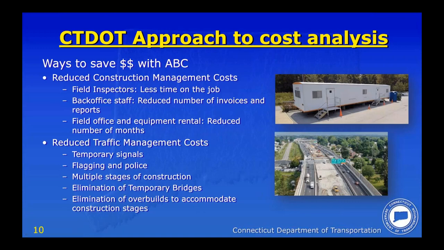So other things that affect project cost that could make ABC more cost competitive here, or perhaps even save money, is signaling, temporary signals that may not be needed if you have a long-term one-way alternating setup, multiple stages of construction, elimination of temporary bridges or overbuilds. Very often, the public is willing to tolerate a much more severe impact to traffic for a very short time, and for the benefit of having that job complete much more quickly than a conventional project.